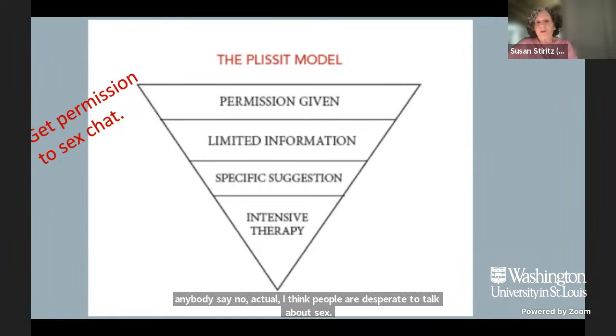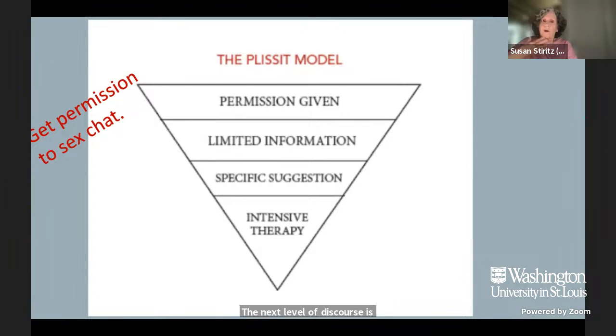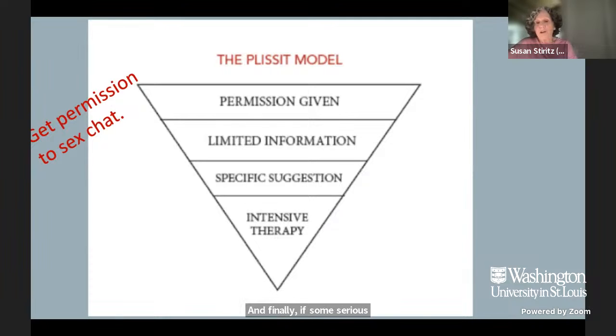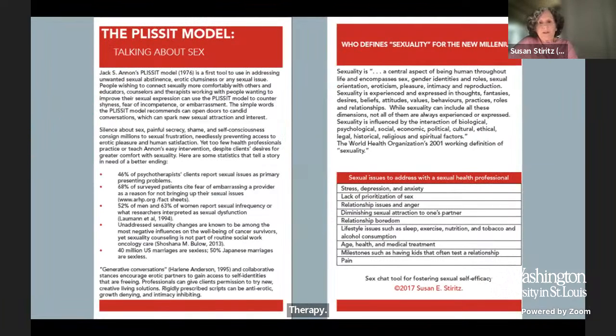The next level of discourse is limited information. We don't really want to flood people with information that they don't want. And so we just say a few things. And if they follow that up with questions, we'll go ahead and give specific suggestions. And finally, if some serious problems emerge in our conversations, we'll make referrals for intensive therapy. This is our PLISSIT brochure, and it covers the history, social context, rationale for, and directions on how to use the PLISSIT model.